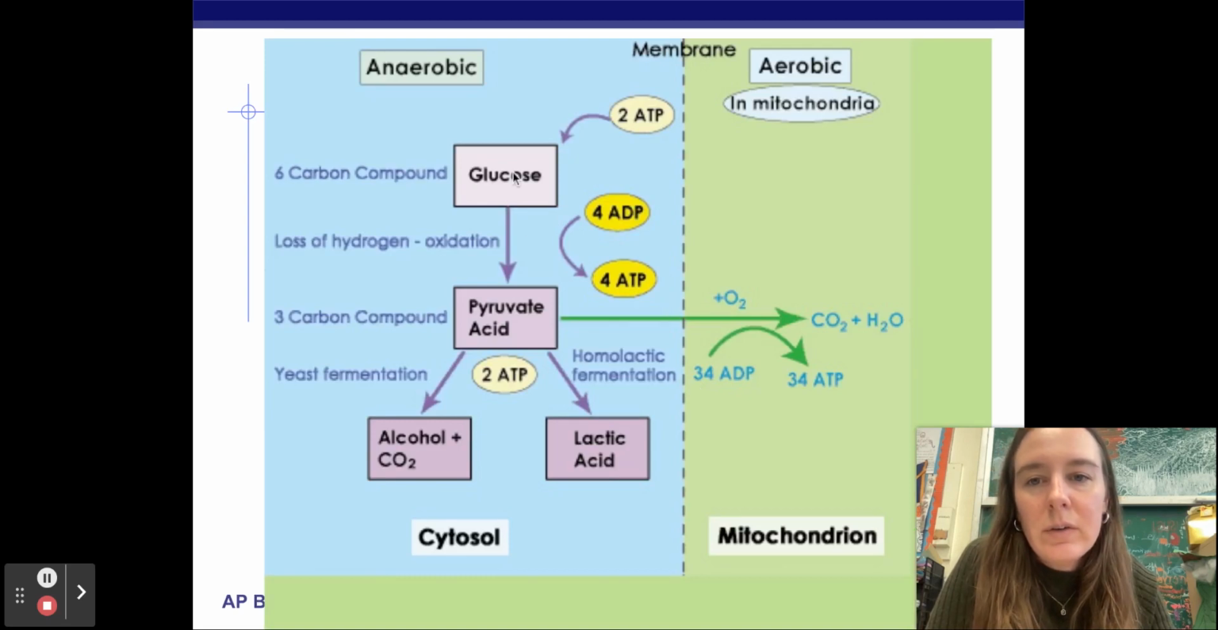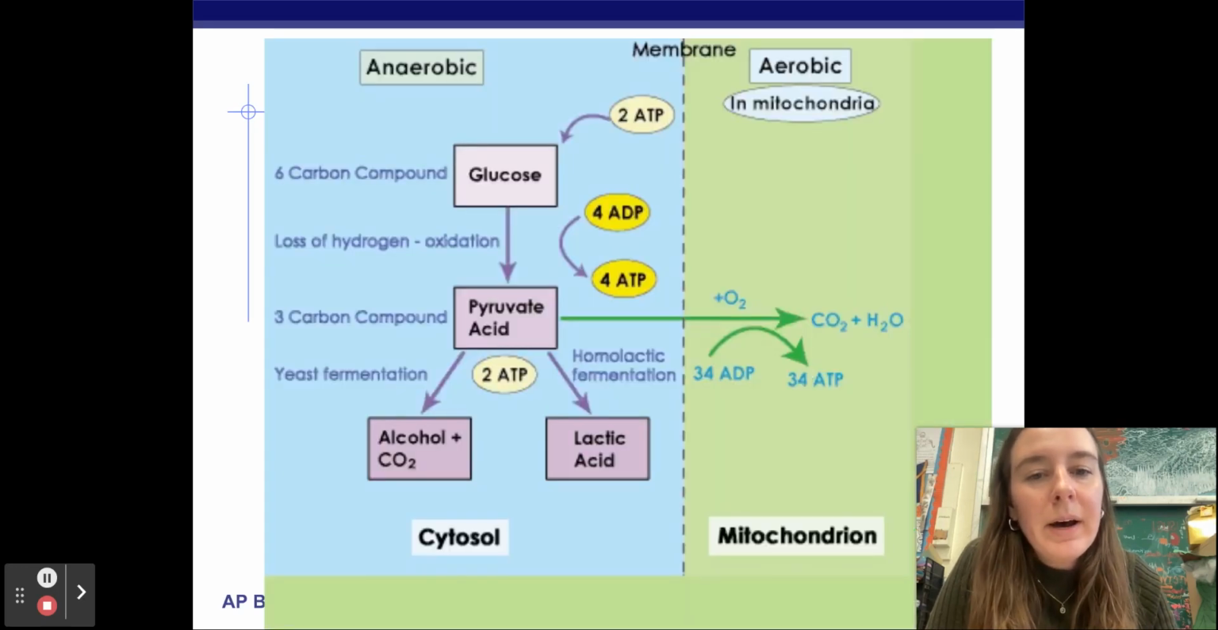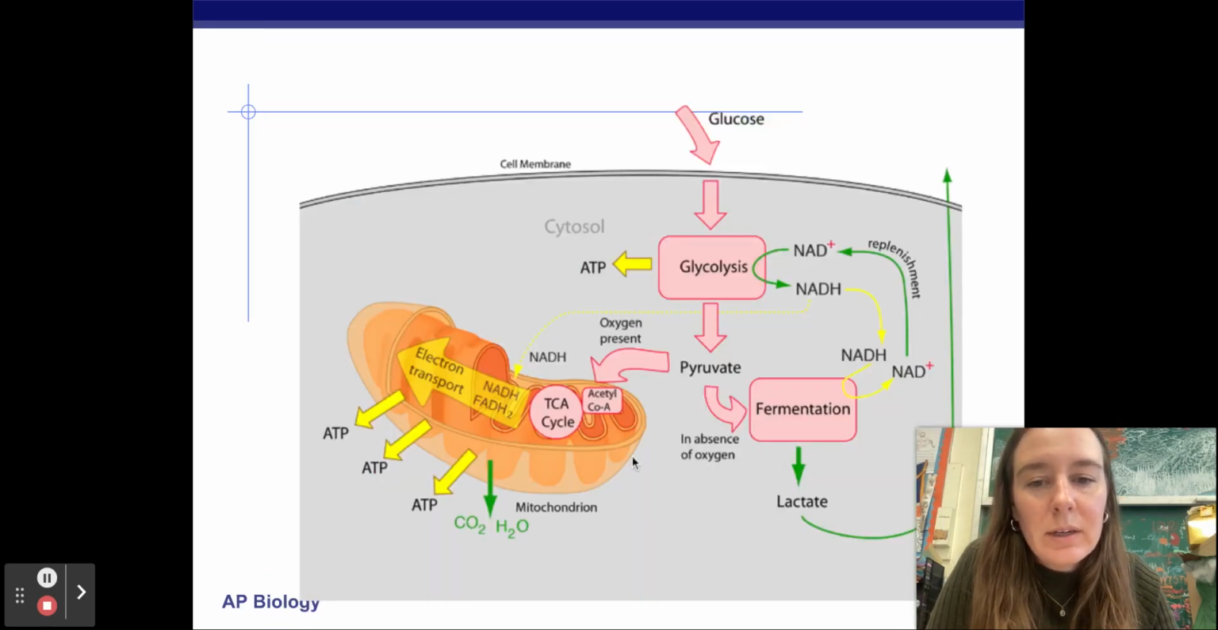All right, so just to review, that process here is anaerobic. It doesn't require oxygen, and all cells can do this. But if you have oxygen present, you can move back. You can actually move this pyruvate into the mitochondria, and you can break it down even more to get even more energy out of it, right?